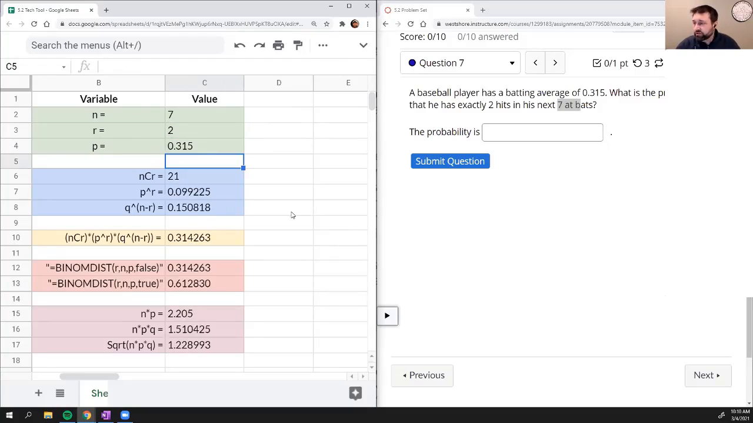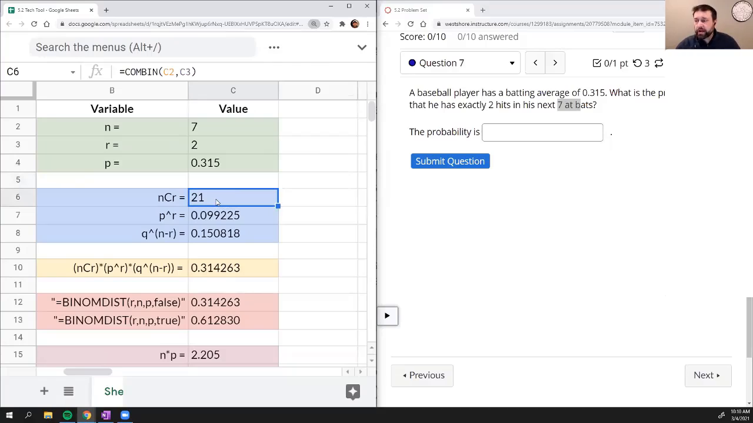And so if you wanted to, you could say, okay, here's the binomial probability coefficient. Here's the probability of success to the power of the number of successes. Here's the probability of failure to the power of the number of failures. And if you multiply those all together, you get this. Or you could put it all into a single formula and get this value. So what is the probability? These two numbers should match. One was constructed by multiplying these three things together. The other one was using the Google formula BINOM.DIST. So either one will work.